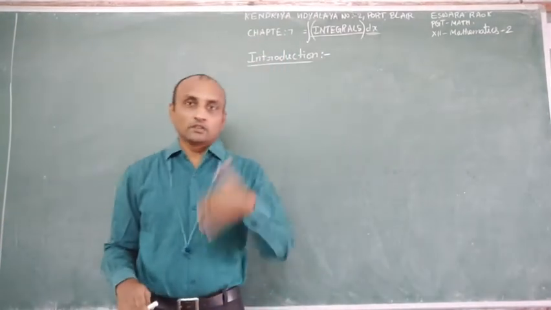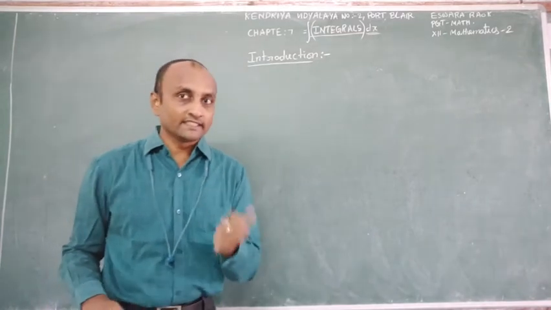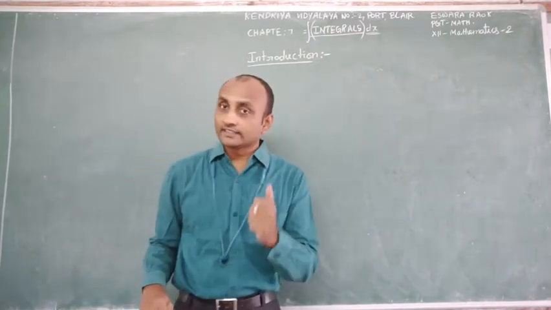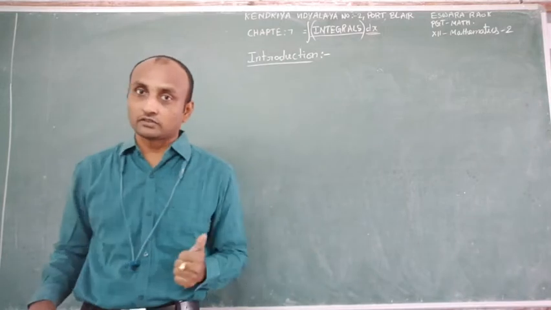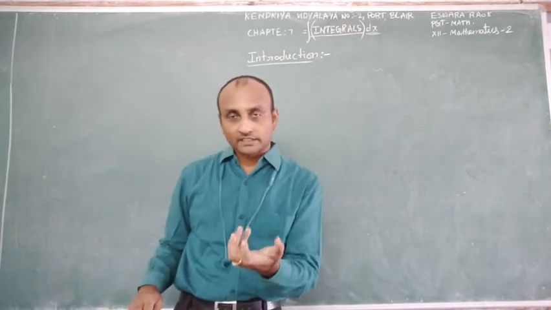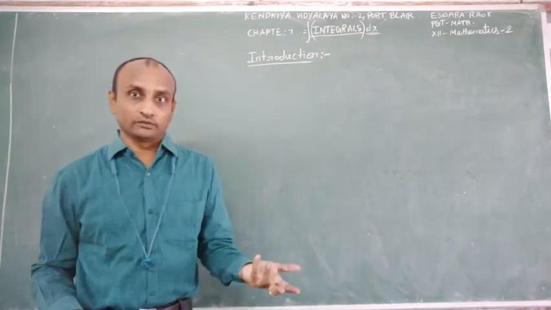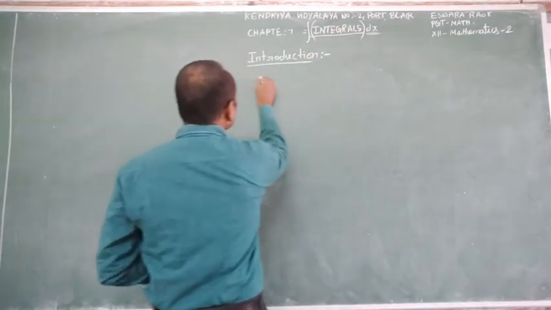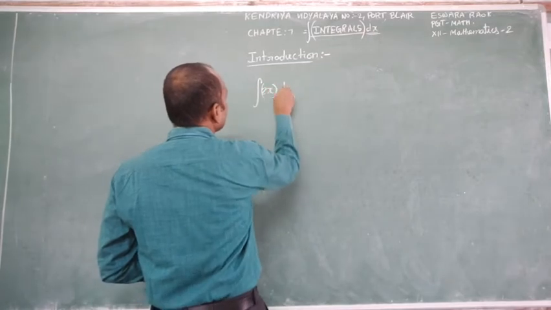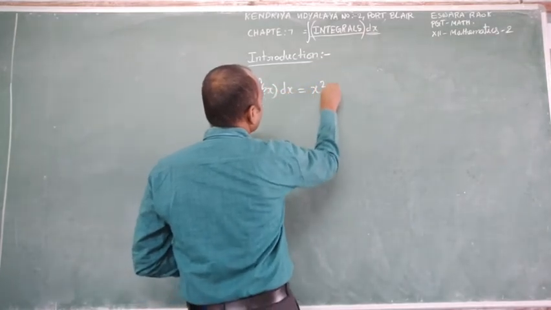Then, what do you understand here? 2x is the derivative of x square plus c. So, in a reverse way, x square plus c is called the antiderivative of 2x, or the integral of 2x. That's the reason we write integration of 2x into dx is equal to x square plus c.